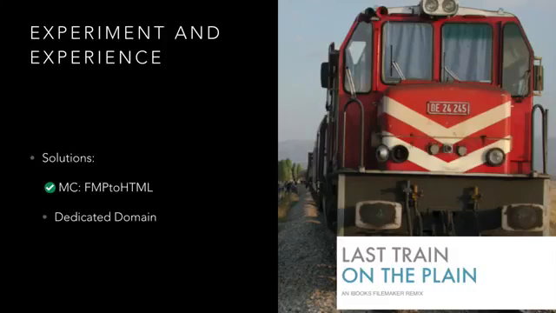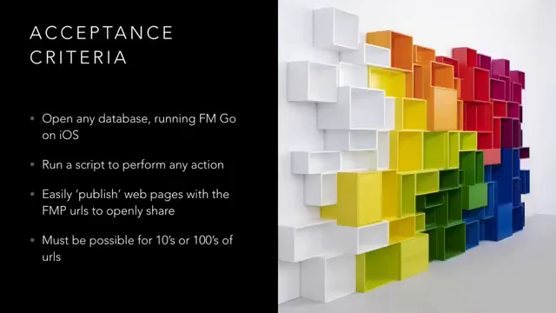So our solution is to build a module we're calling FMP to HTML, which I'm going to demo right now, and then build out a dedicated domain, in other words, a website that all these pages could live on. Our criteria for this module is that you should be able to open any database running on FMGo on iOS, in other words, on our iPads.